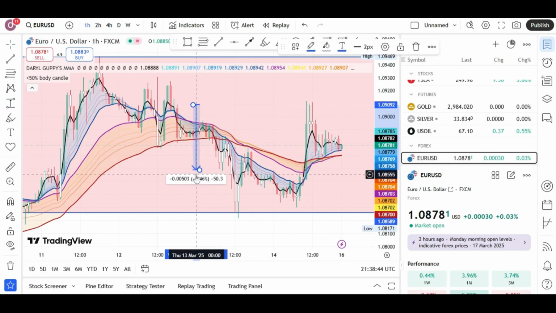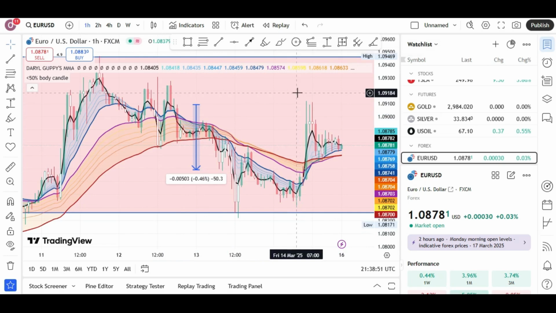Higher highs to the lower lows, this is it. And also you measure the breakout. Measure the breakout using the same tool. The breakout is actually gotten from the breakout point.